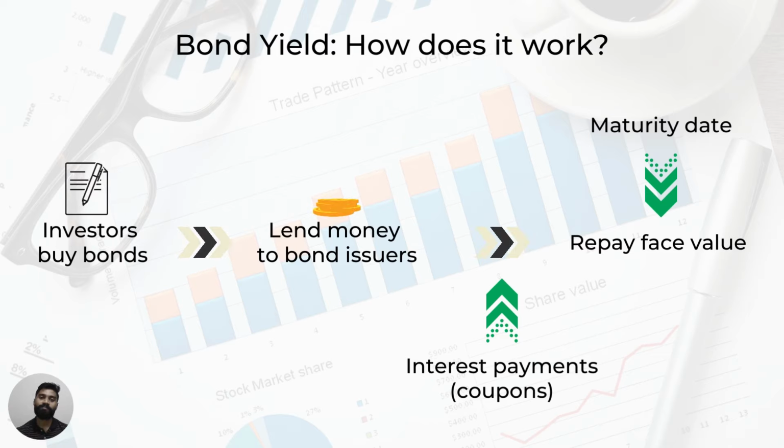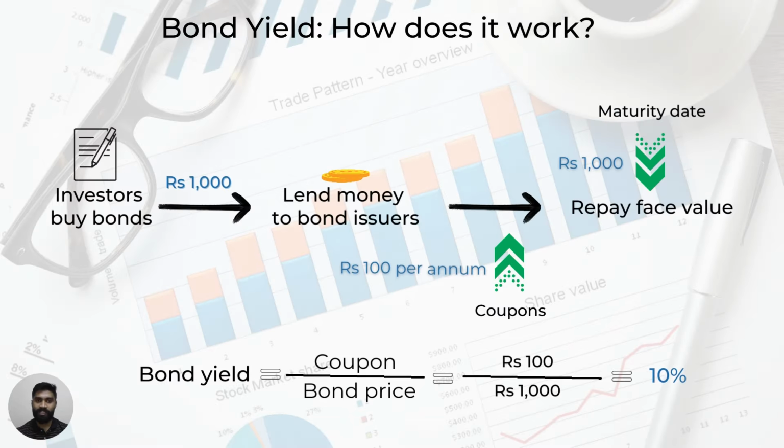So before we get into the phenomenon of inverted bond yield curve, let's understand the bond yield itself. When an investor buys bonds, they're essentially lending money to bond issuers who will in turn make interest payments known as coupons, and then repay the face value on the maturity date. Let's say I buy a bond with a maturity of 2 years and a face value of 1,000 rupees. Let's say I'll be paid 100 rupees per annum. So my bond yield would be the coupon, which is 100 rupees, divided by the bond price, which is 1,000. So the bond yield would be 10%.